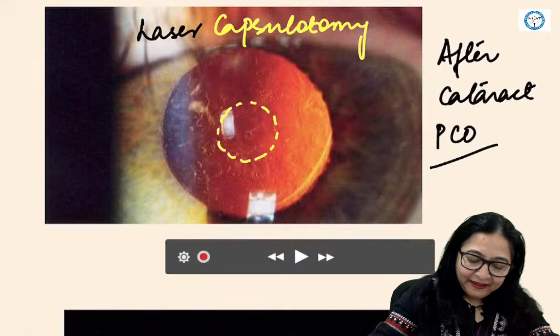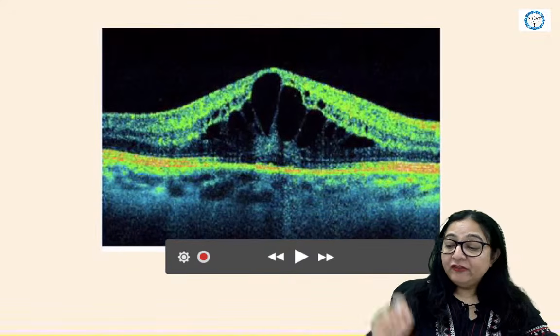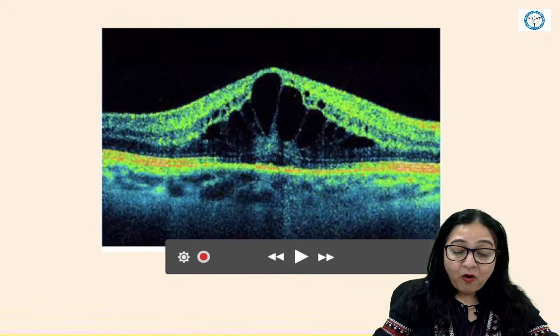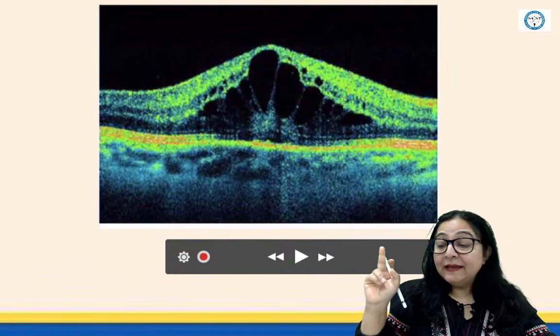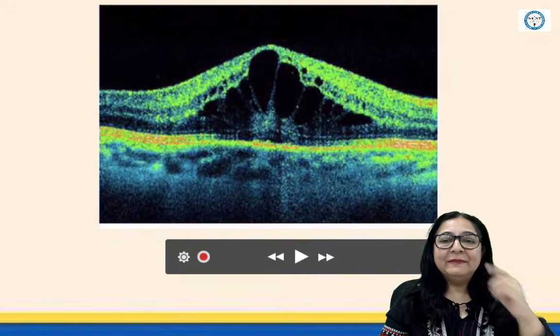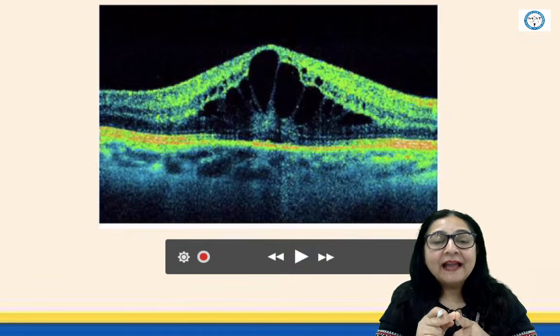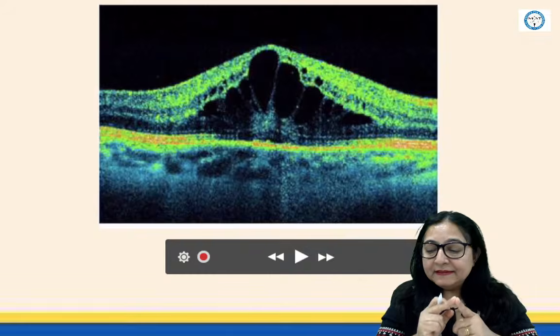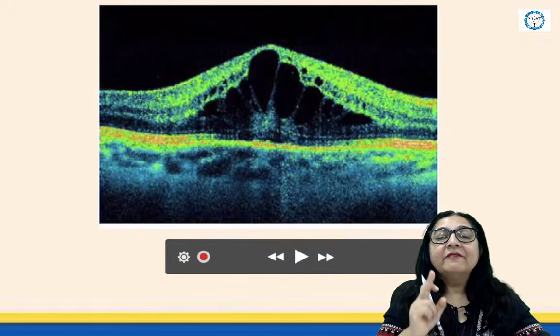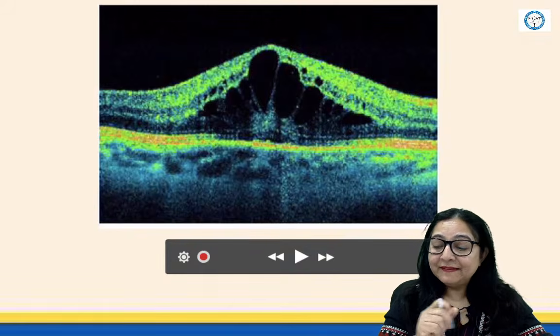Remember? Then another important complication is development of cystoid macular edema. The cystoid macular edema which develops after cataract surgery is given the name Irvine-Gass syndrome.